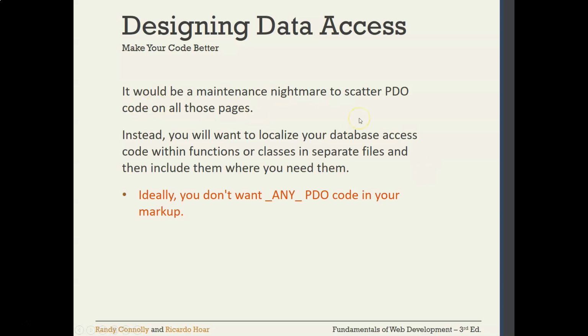It would be a maintenance nightmare to scatter PDO code on all of those pages, right? Especially if you've got dozens or hundreds of pages. Instead, what you want to do is localize your database access code within functions, or even better perhaps classes, which you put into separate files, and then you include them when you need them.